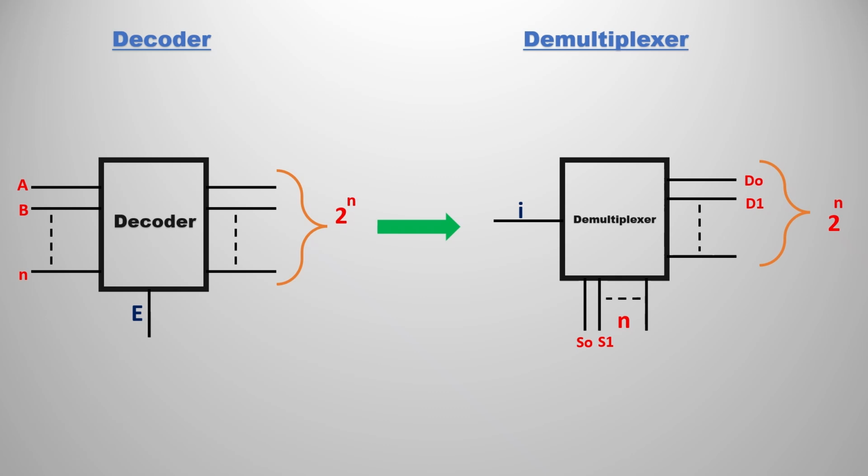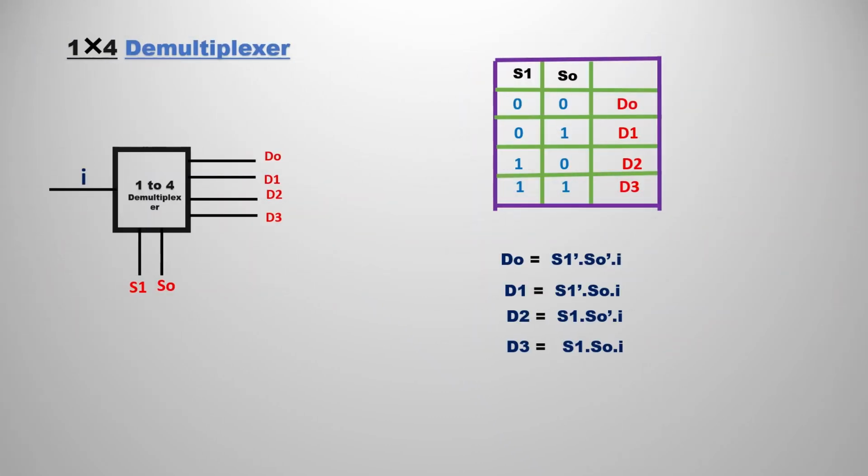If you consider outputs, they would be 2 power n, and in the demultiplexer also we have outputs 2 power n. In the decoder we have inputs n, but in the demultiplexer we have select lines n, and the decoder has enable E while here we have input I. A little bit of change is there. We can see how to convert this in the upcoming video, but remember that we can have decoder as demultiplexer.